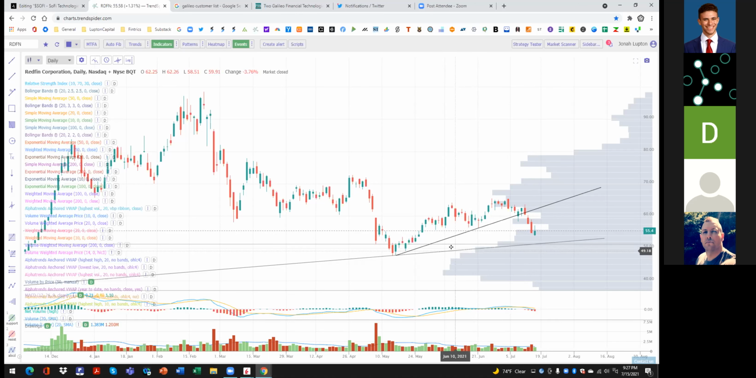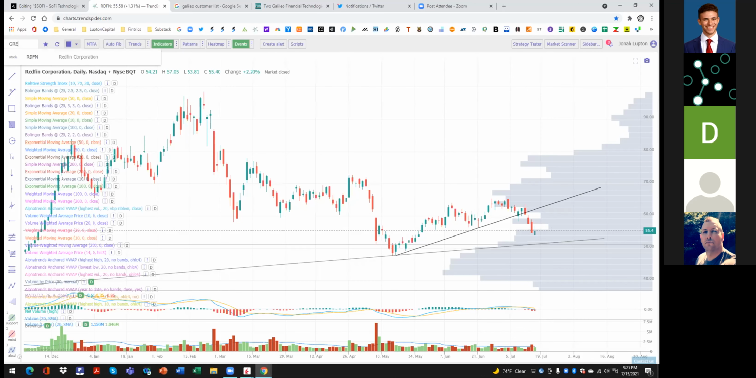So, if I do like this name long-term and I have some cash in my account, which I do right now, maybe this is now a support that I should be paying attention to on Redfin, somewhere around 51.50. So, let's say we get down to 51.50 in the next 3-4 sessions. This would be a name that I'm looking to probably add back into my portfolio.